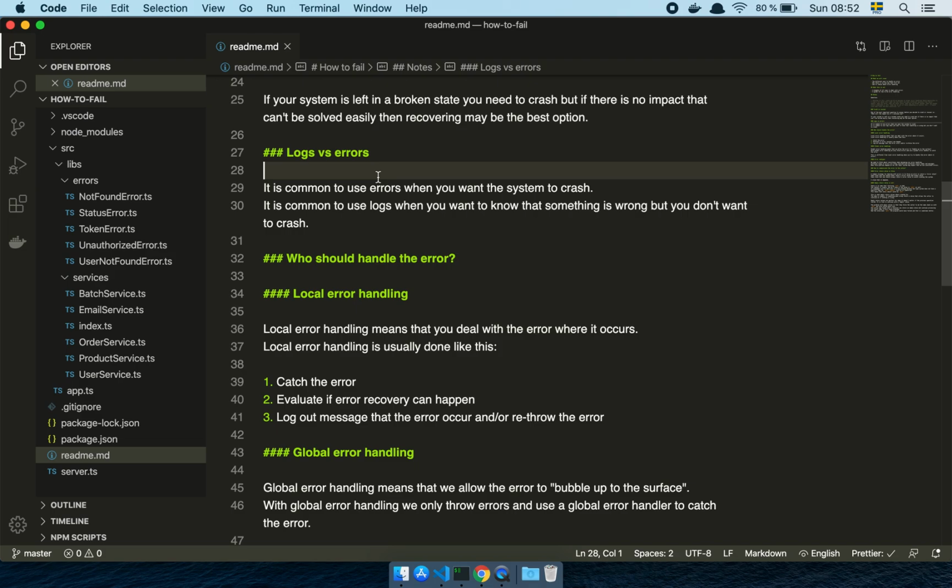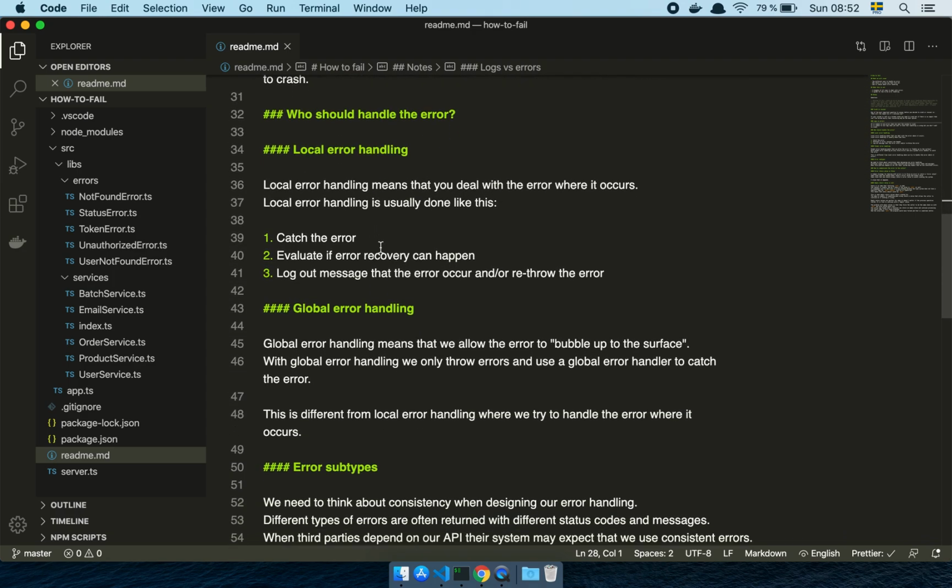And that is what the log is there to do. It is the most common recovery strategy. I hope that's super clear to you. The most common recovery strategy for people doing programming is to catch the error, log out that the error occurred, and then just continue with the execution of the program. So let's now look at some code.